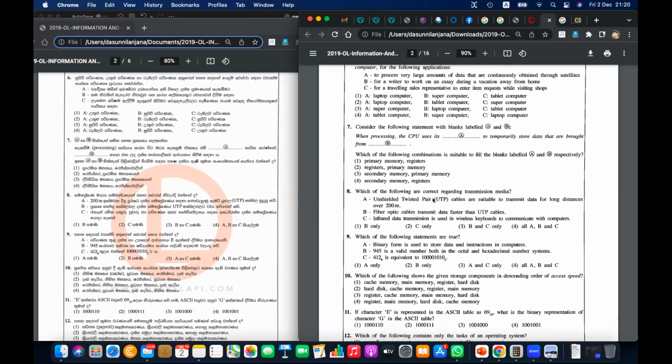That is true. Infrared data transmission is used by wireless keyboards to communicate with the computers. True. Infrared keyboard තියෙනවා. Infrared mouse, and the remote is also having infrared.